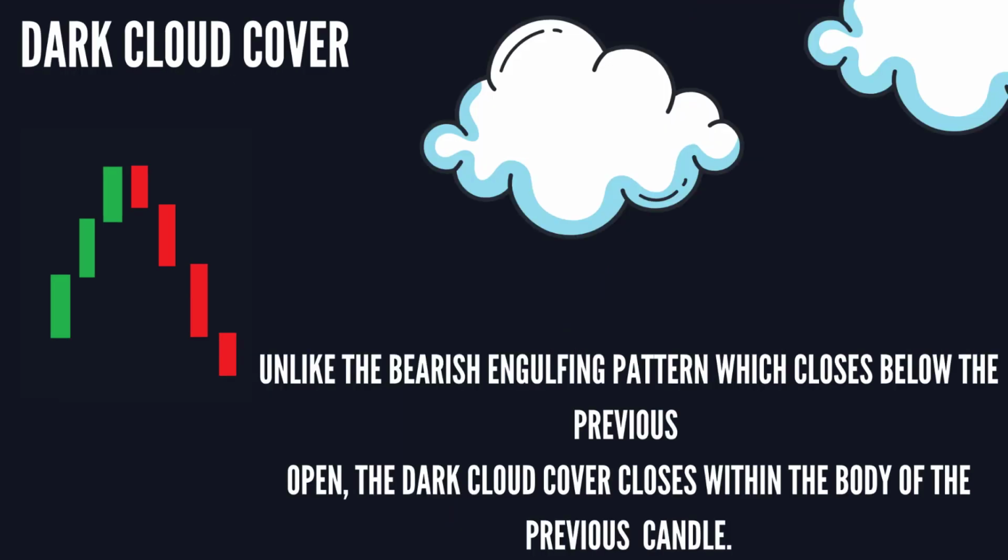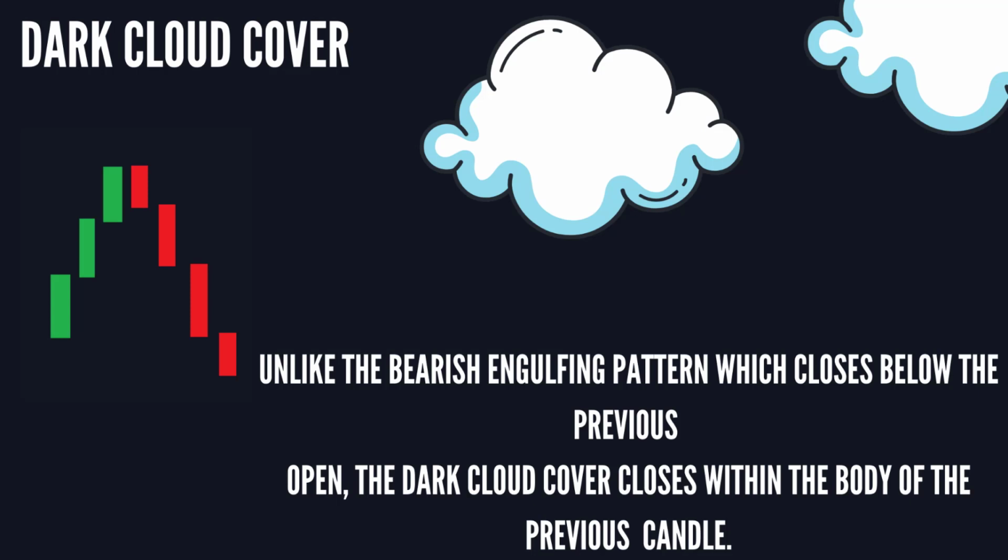A dark cloud cover is a 2 candle reversal candlestick pattern that forms after an advance in price. Unlike the bearish engulfing pattern, which closes below the previous open, the dark cloud cover closes within the body of the previous candle. Alright, so thus in terms of strength, the dark cloud cover isn't as strong as the bearish engulfing pattern. The first candle has a bullish close. The body of the second candle closes beyond the halfway mark of the first candle.